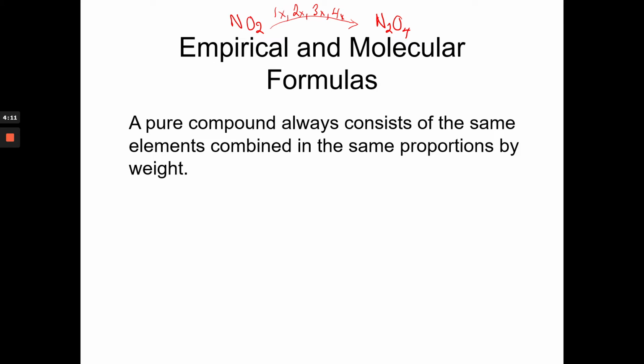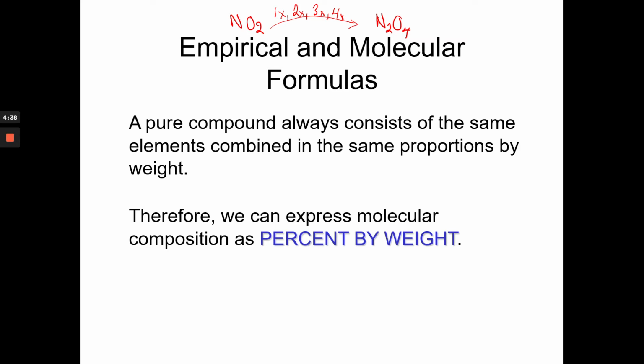The empirical formula is figured experimentally in the lab. And then with a little bit additional information, we can figure out the molecular formula. And I'm going to demonstrate both of those to you. So the statement reads, a pure compound, and molecules and compounds are pure substances, always consist of the same elements combined in the same proportions by weight. That's important that they're always going to be the same composition. So therefore, we can express molecular composition as a percent by weight. And that's what we're talking about.